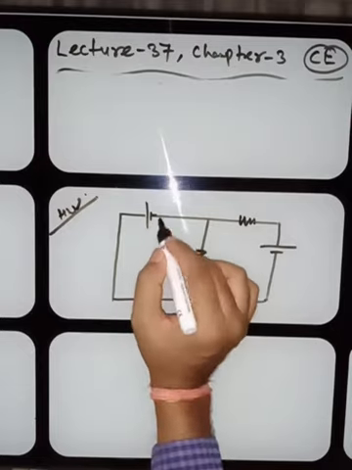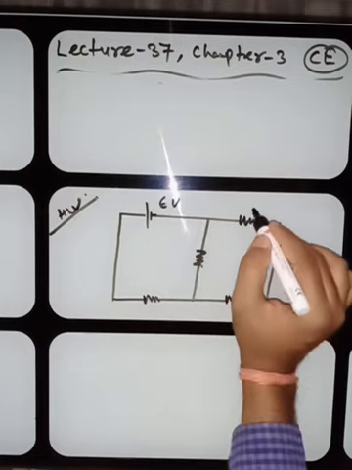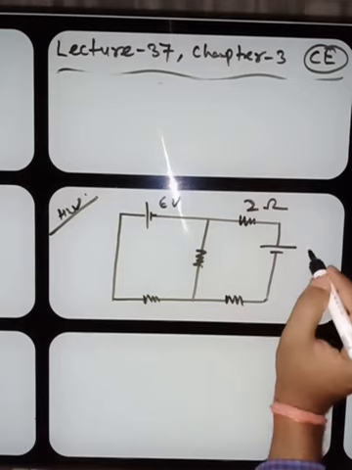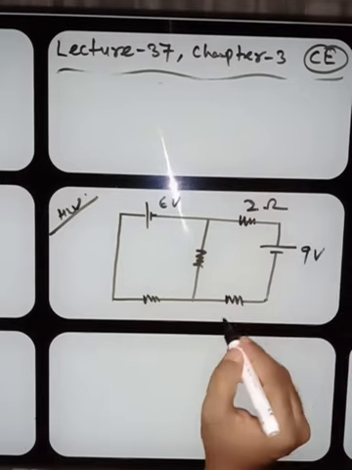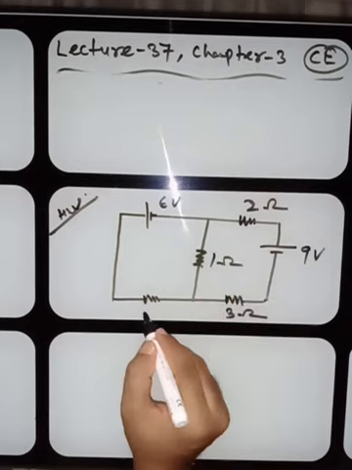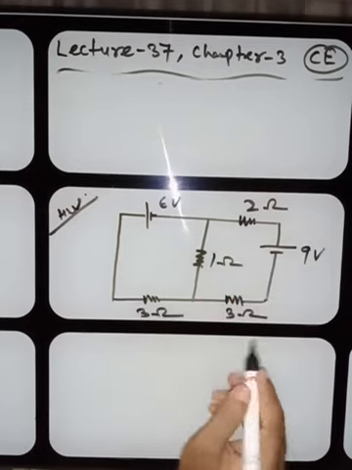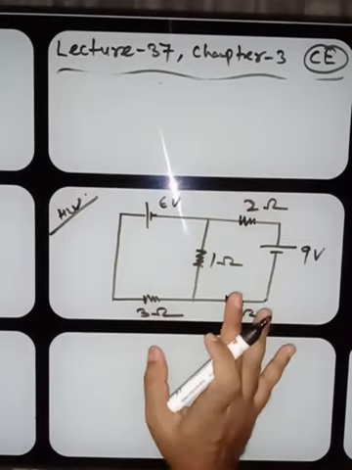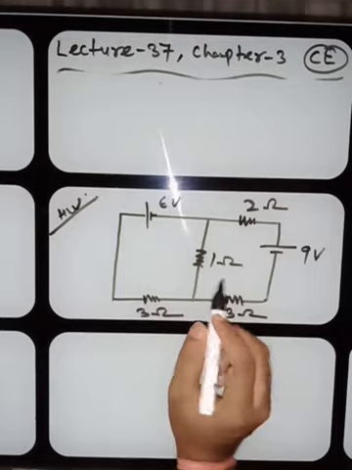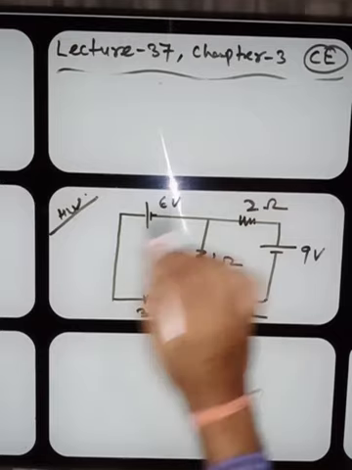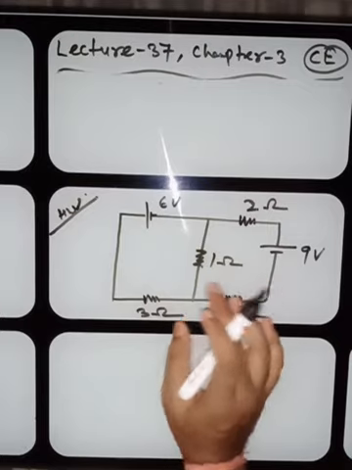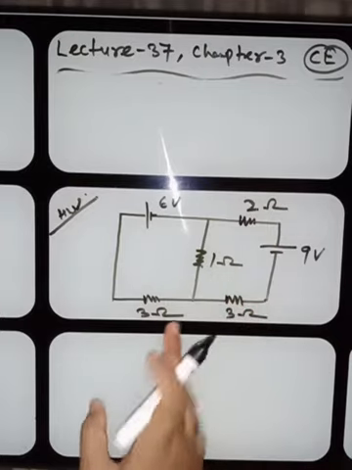Okay, here 6 volt, here 2 ohm, 2 ohm, here 9 volt, here it is 3 ohm, 1 ohm, and this is 3 ohm. Now the question, student, you have to find current in the entire network using this diagram.